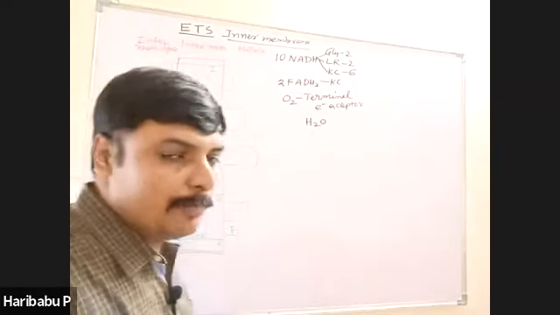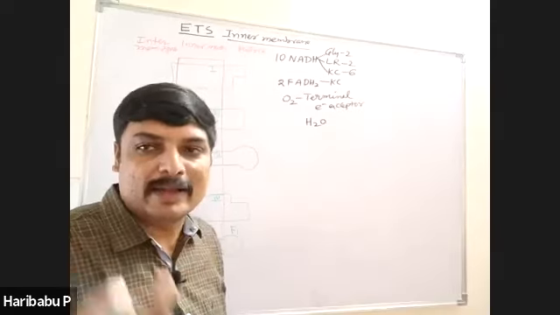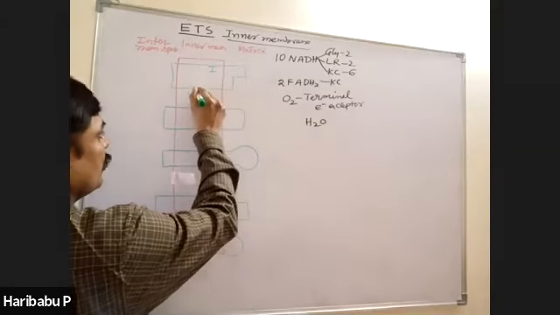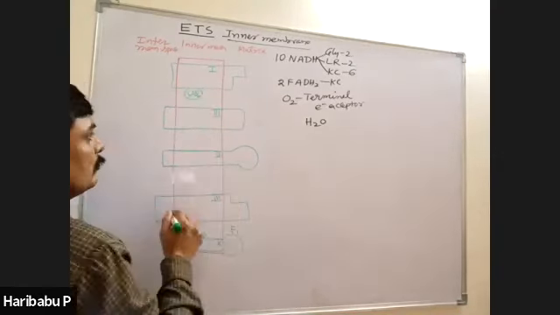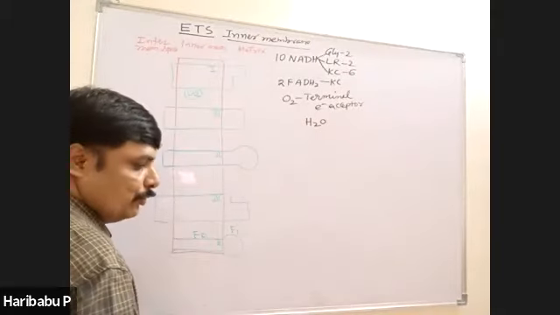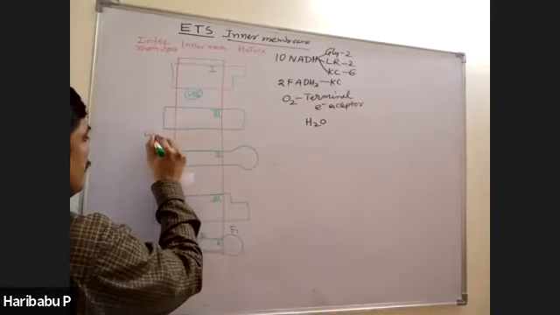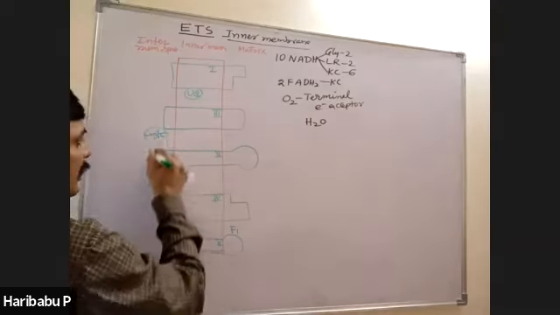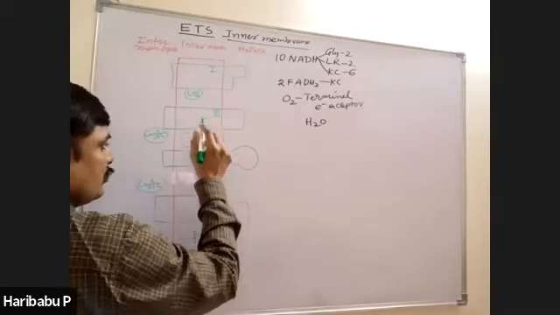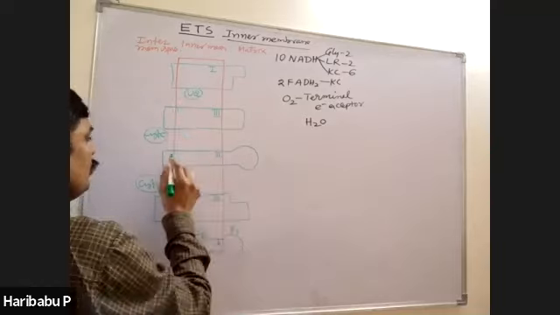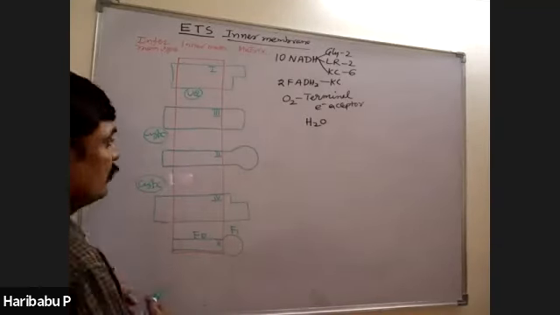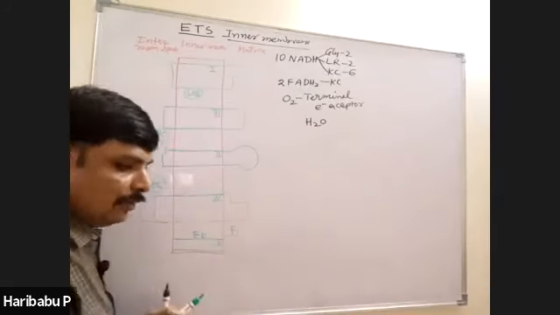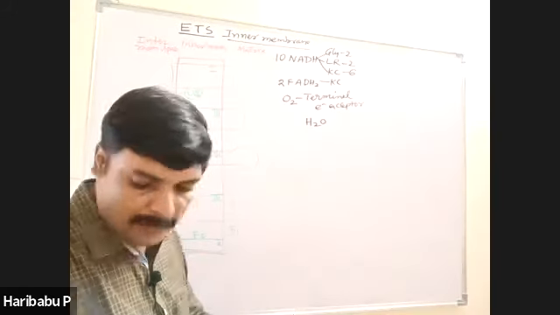Along with these 5 complexes, there are 2 mobile carriers: one is ubiquinone, also called coenzyme Q, and the other is cytochrome C. So this is the organization of these complexes and mobile carriers. Now let us see how ATP is generated in these complexes.